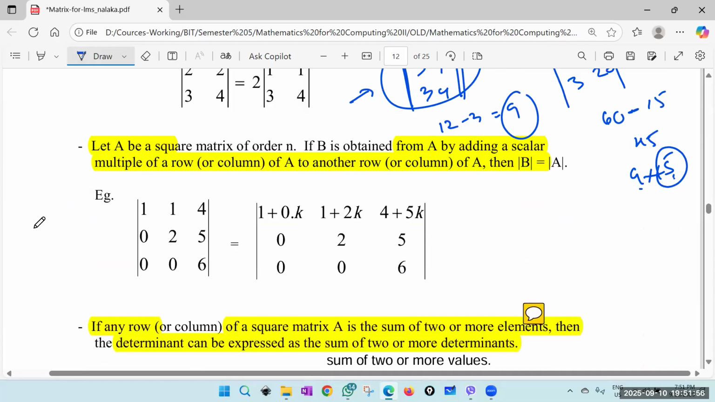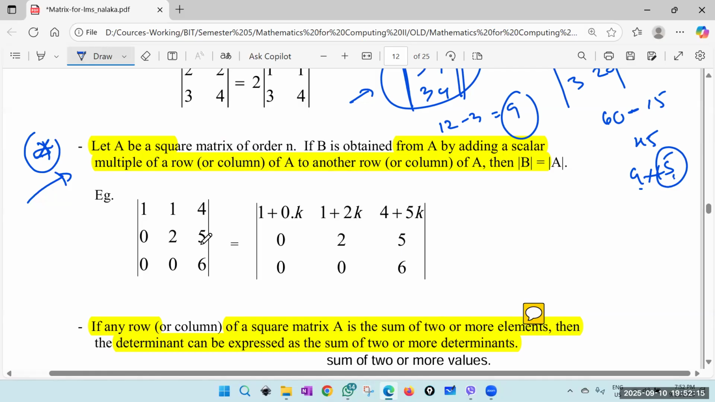Right. So the next one. These properties are very important because when we solve simultaneous equations, we use these properties for advantage.